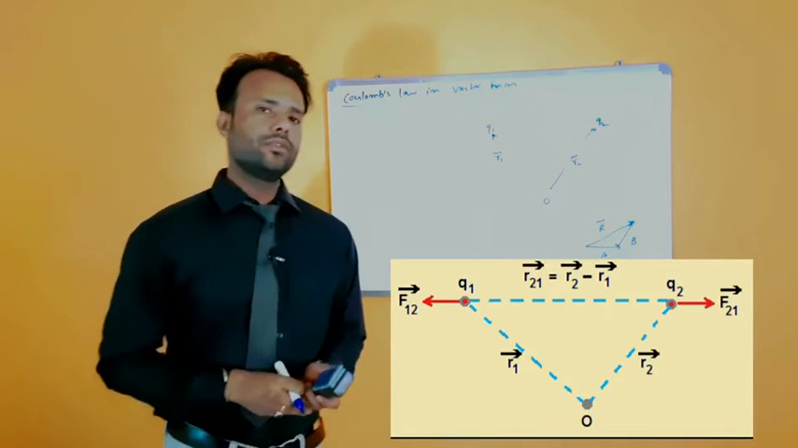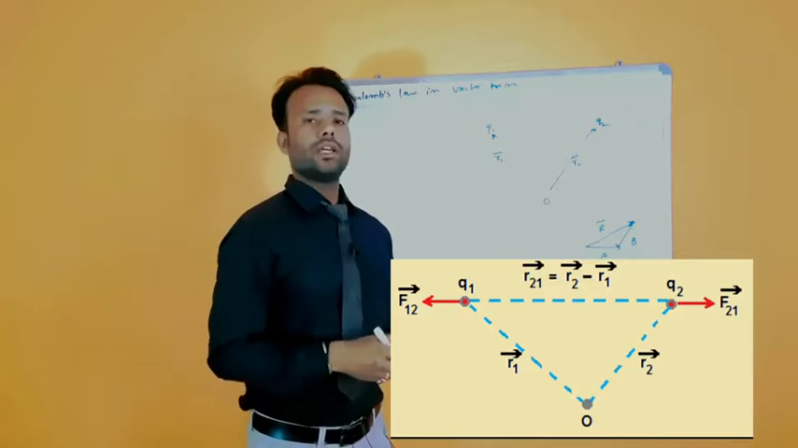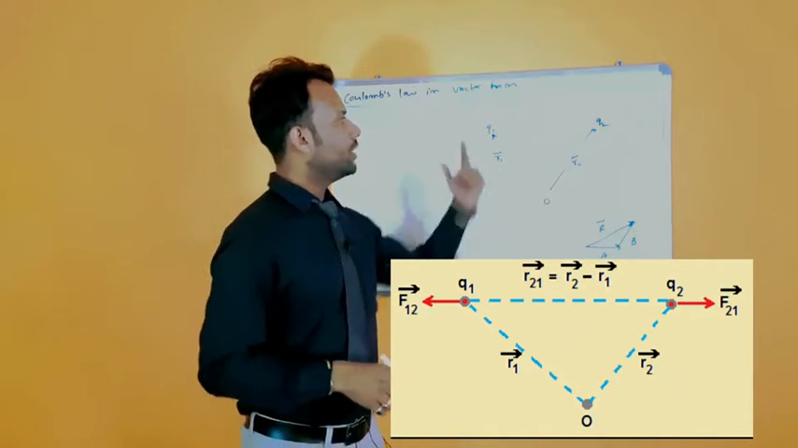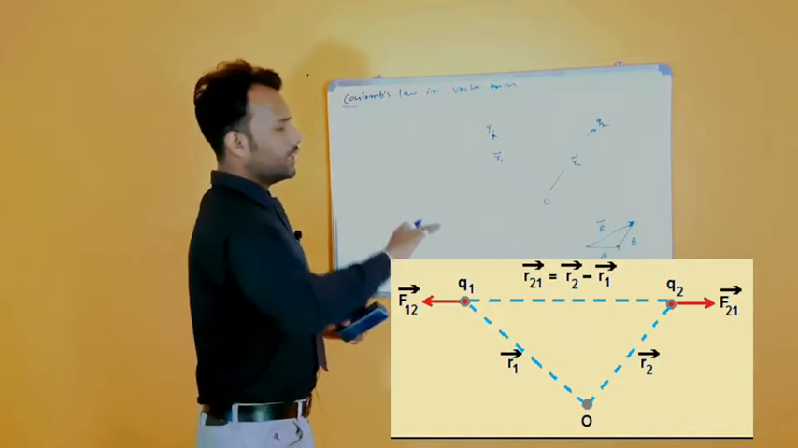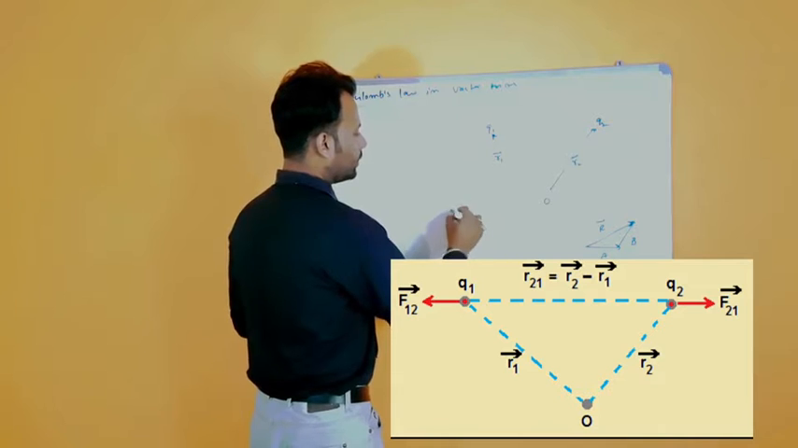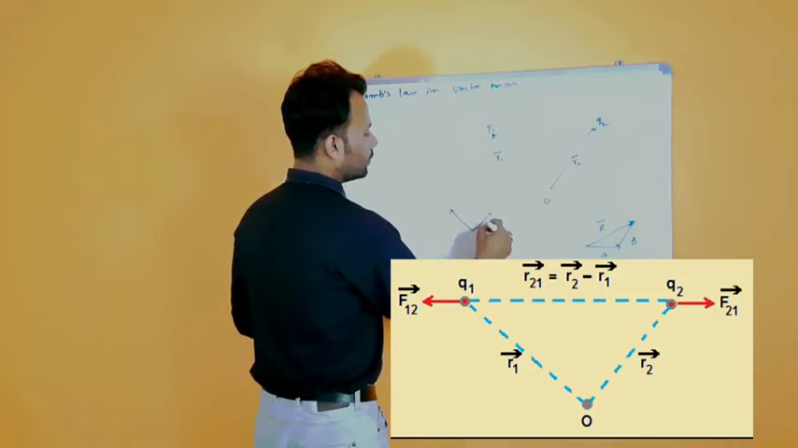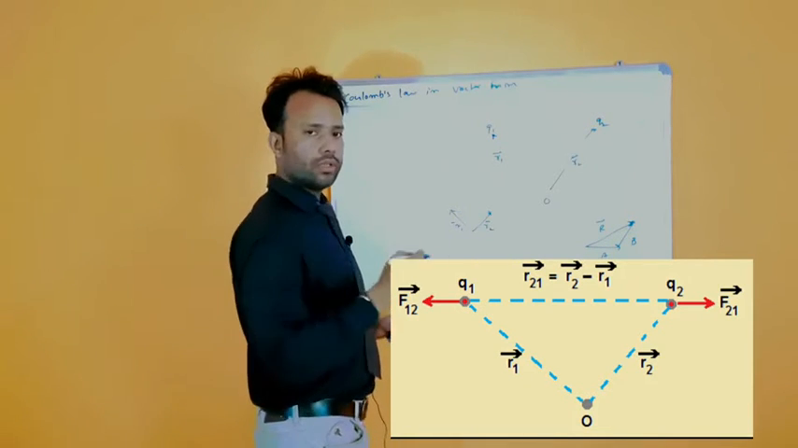Now the distance between Q1 and Q2. Let's suppose first we are calculating the distance between Q1 and Q2. That means I am going from Q1 to Q2. Then the diagram will be like this. This is R1, this is R2, and this will be R12.